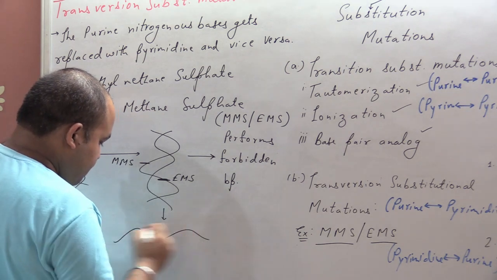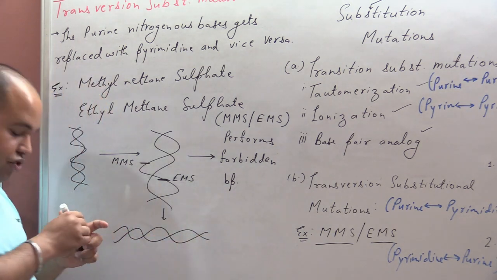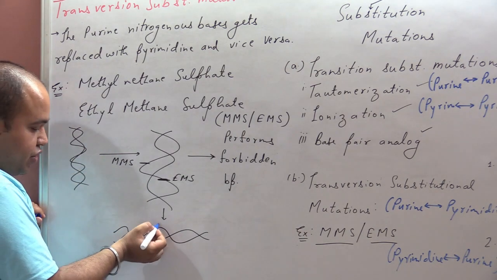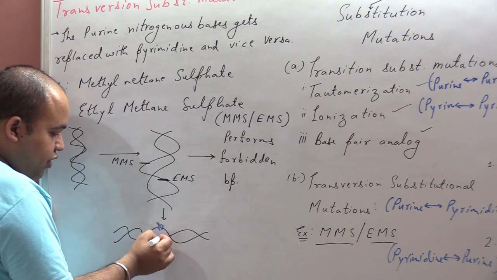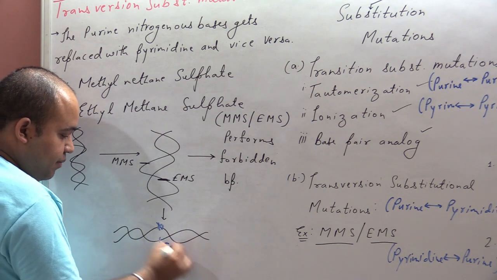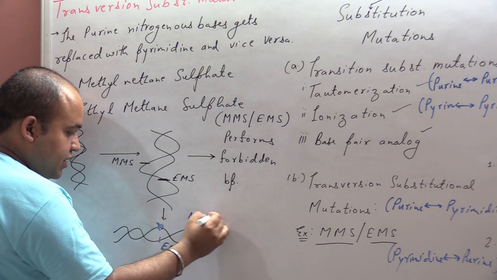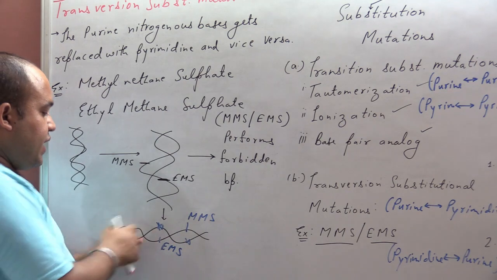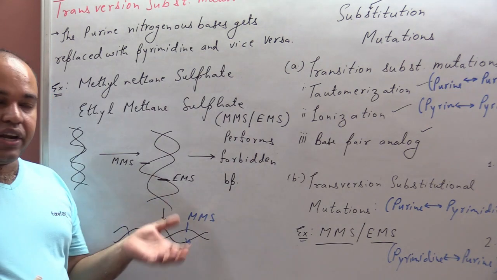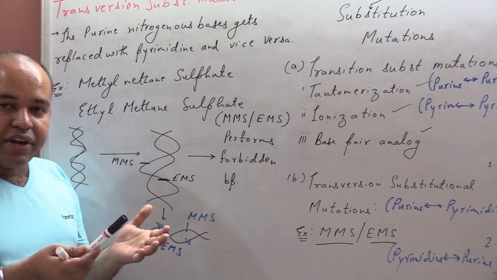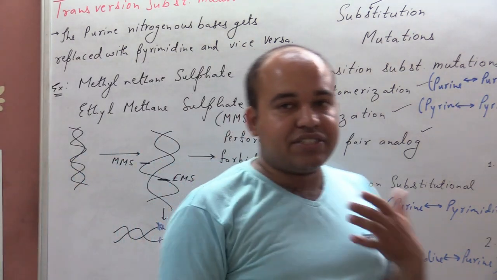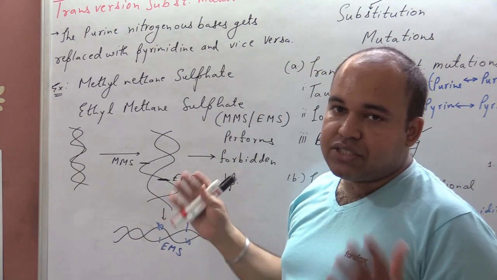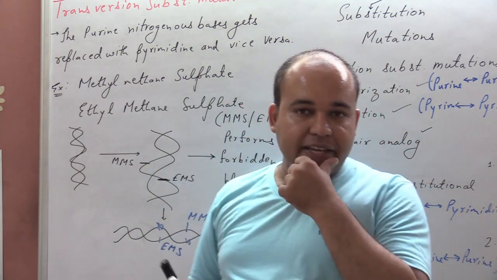You can look here. A new nucleotide has been substituted, in the presence of ethyl methane sulfate or methyl methane sulfate. Now, if this new nucleotide is a purine replacing a purine, it is called transition. If a pyrimidine has been replaced with a purine, it is called transversion. So it could be of two different types, transition or transversion, depending upon which nitrogenous base has been replaced with whom.